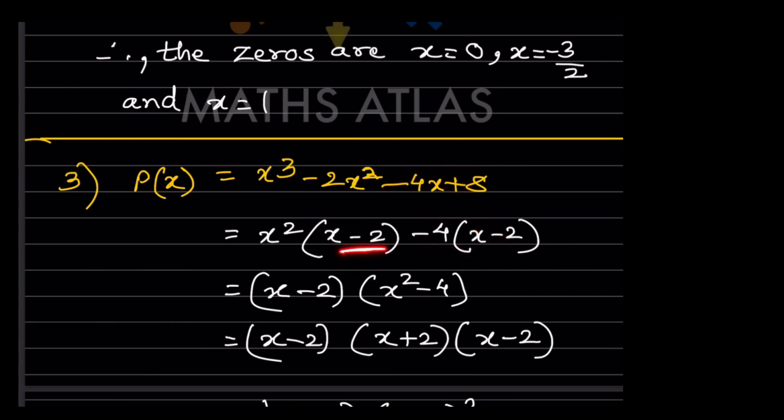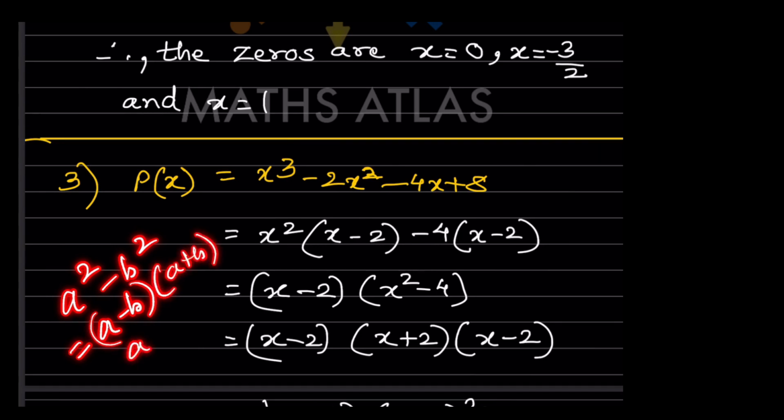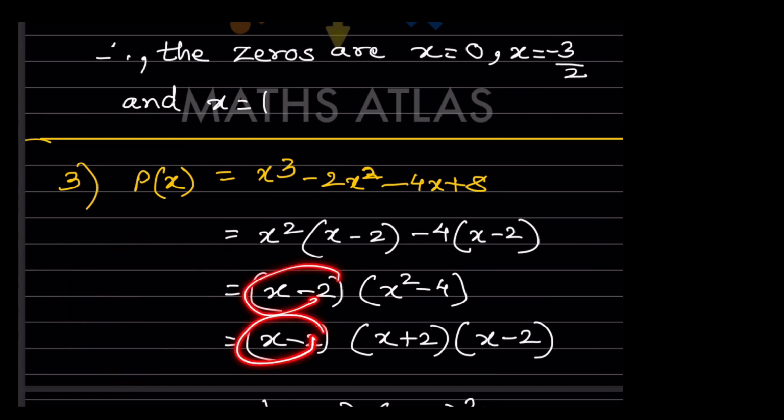So here now you can see both are the same, so you are going to write it once. What remains here is x square minus 4. Now this part you are going to write as it is. This x square minus 4 is in the form of a square minus b square. The formula is a plus b and a minus b, both are the same. The square root of x square is x, the square root of 4 is 2. So this is a plus b and this will be a minus b, so x plus 2 and x minus 2.